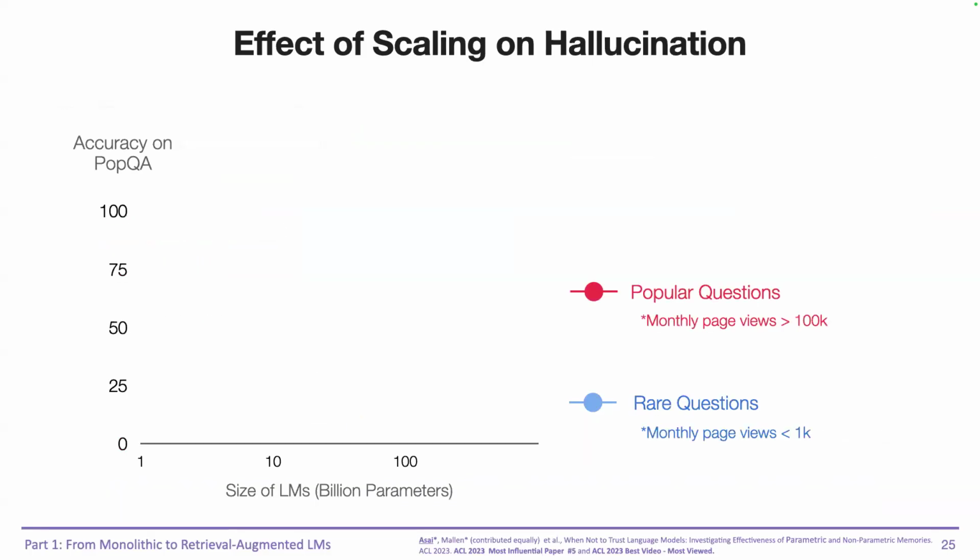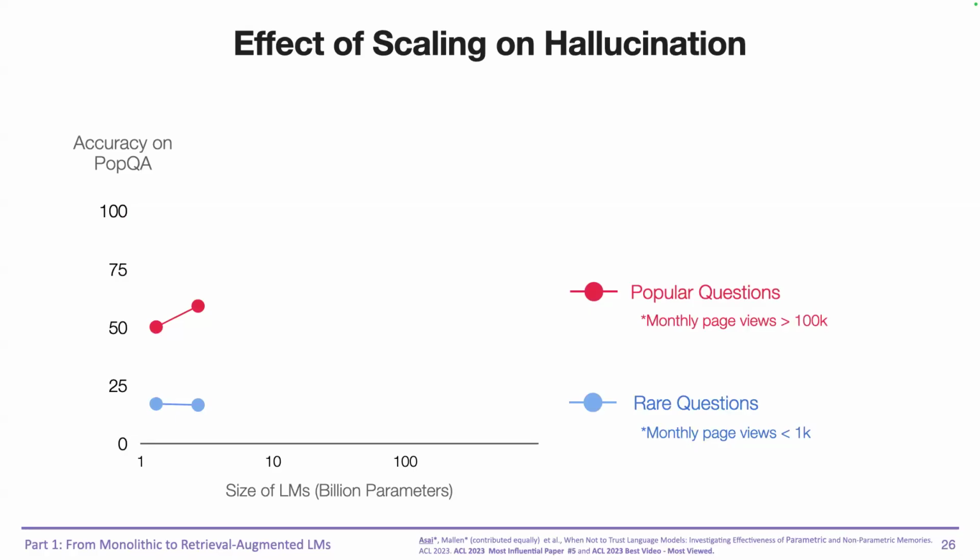Here, the x-axis represents the model size, and the y-axis shows the model performance on this new PopQA dataset. I divided the dataset into two groups: popular questions, indicated as red circles, and less popular or rare questions as blue circles, based on the popularity. We evaluated diverse sizes of OPT models, open language models from Meta, starting from 1 billion parameters.